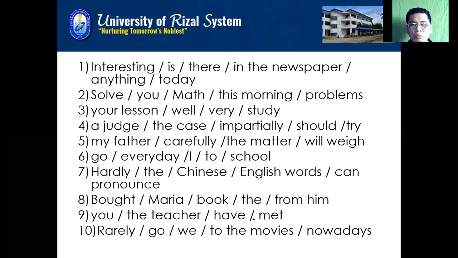Second one, we have: solve you math this morning problems. Third: is your lesson well, very steady. Fourth: a judge the case impartially should try. Fifth: my father carefully the matter will weigh. Sixth: go every day I to school. Seventh: hardly the Chinese English words can pronounce. Number eight: we have bought Maria book the from him. The ninth: we have you, the teacher, have met. Tenth: rarely go we to the movies nowadays.